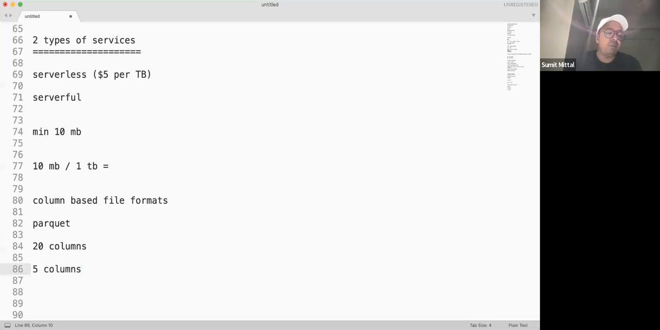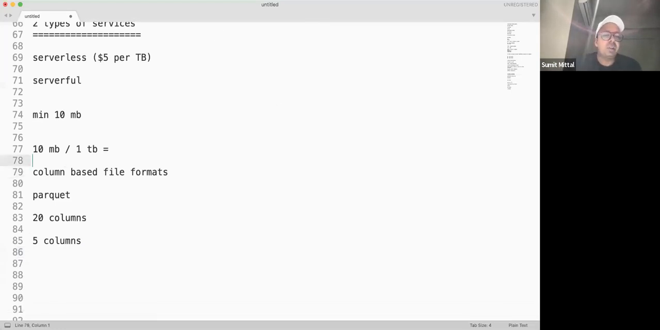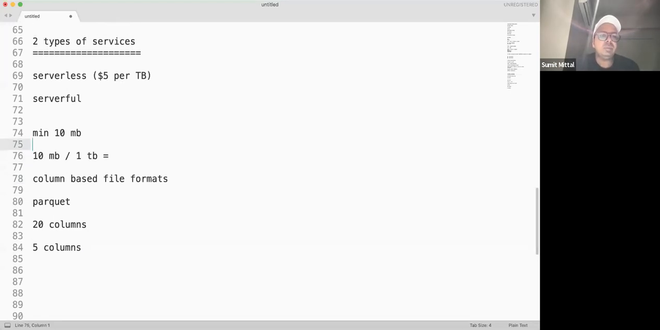So use the right columnar file format, the right compression techniques, all of those things. I hope this is clear. Predicate push down, that means from disk itself, you retrieve less data.